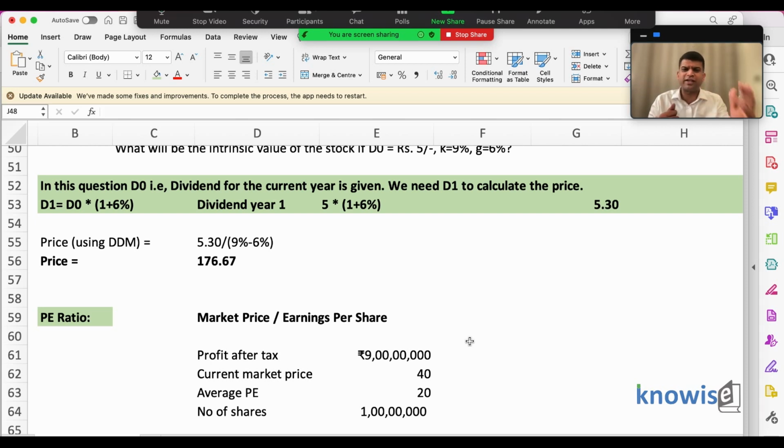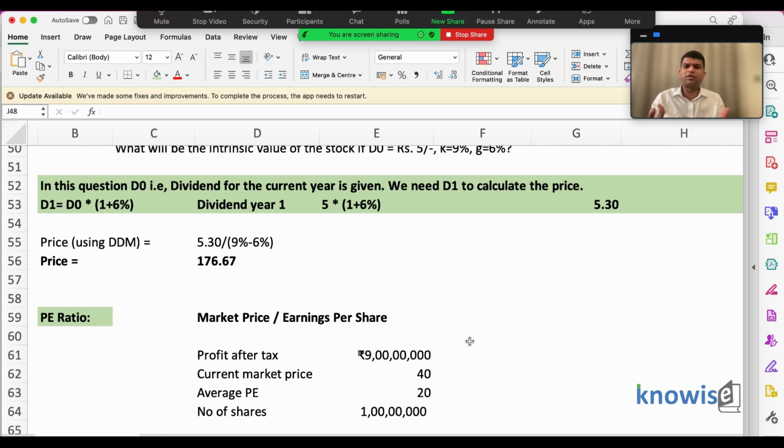That means the stock is traded at 40. If you look at the historical average PE, the average PE number is 20, number of shares is 1 crore. The question which you could have asked is, what is the intrinsic value of the stock? Now, when you look at this piece of information, and if the question is what is the intrinsic value, I think you would probably get lost here.